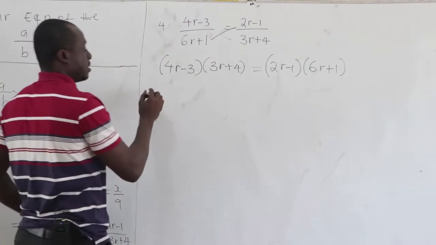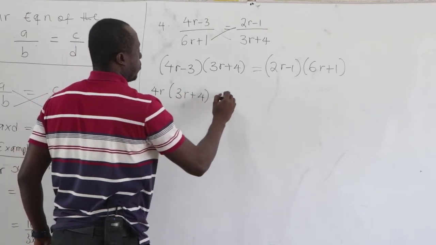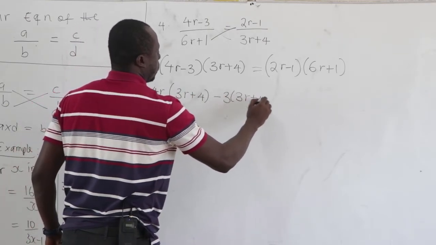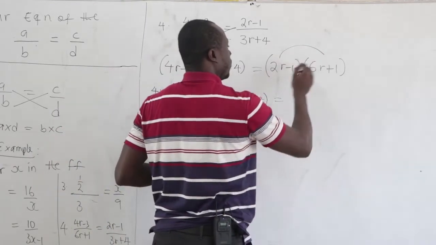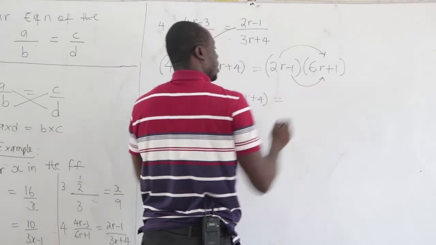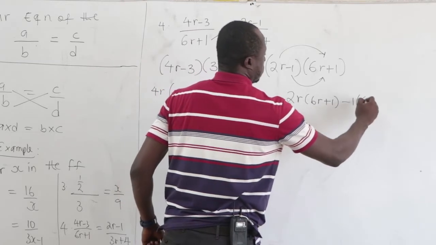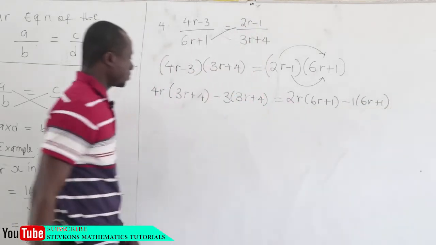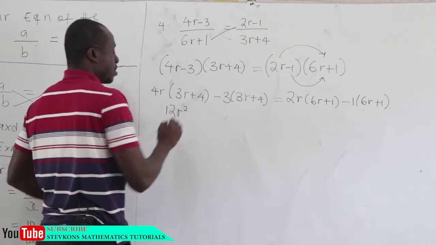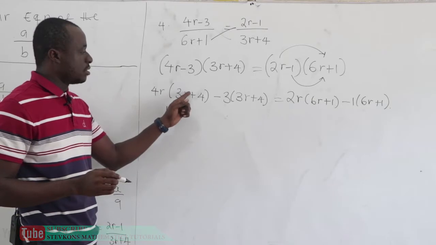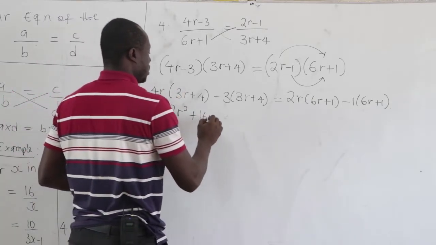Now, what do I take? I take 4r, multiply by everything. So we have (3r plus 4) minus 3, we have (3r plus 4) equal to, now we take 2r, multiply by everything. Then we take the negative and multiply by everything. So you have 2r, we have (6r plus 1) minus 1, (6r plus 1). Now 4r times 3r. This is 12r squared. Why r squared? r is to the power 1 here, this to the power 1, so 1 plus 1 is giving us 2.